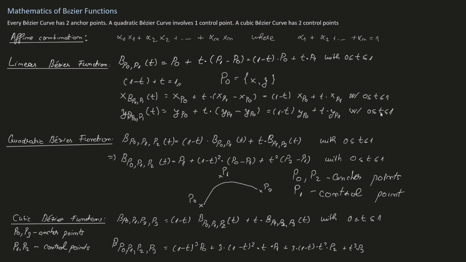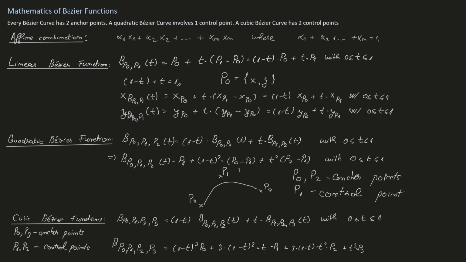A quadratic Bézier function has two anchor points and one control point. It is an affine combination of two linear Bézier functions, one from the first anchor point to the control point, and the other one from the control point to the anchor point. So it's 1 minus t multiplied by the first Bézier function from p0 to p1, plus t multiplied by the second linear Bézier function from p1 to p2.